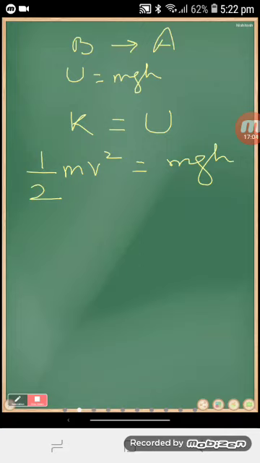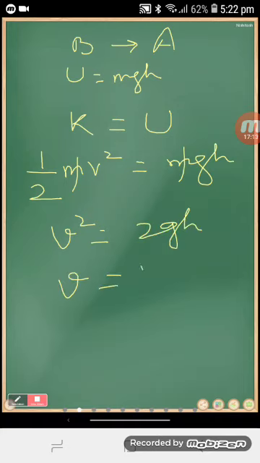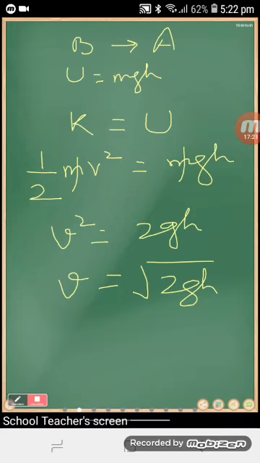So from here we get v square is equal to, m will cancel, 2gh, and v will be equal to under root 2gh. The velocity will become under root 2gh. This is the maximum velocity which the body will attain when it reaches A.